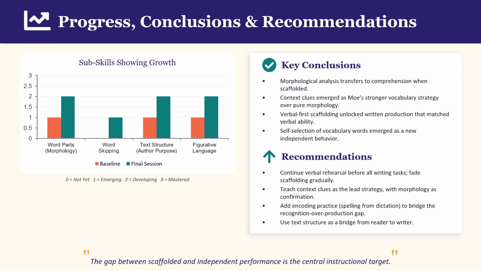So my key conclusions are that morphological analysis does transfer to comprehension when it's scaffolded, that context clues turned out to be Mo's stronger vocabulary strategy over pure morphology, and that verbal first scaffolding unlocked written production that actually matched his verbal ability, and that his self-selection of vocabulary words during reading was a new independent behavior that emerged over the course of our work together.